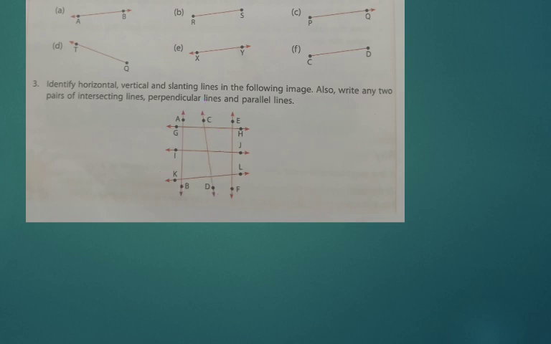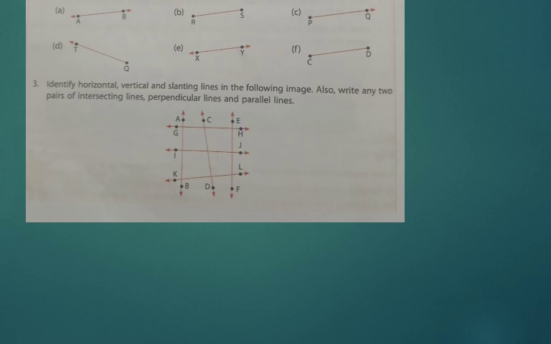Next, perpendicular lines. For perpendicular lines, there should be 90 degrees between them. So, AB and GH. See, GH. So, these two are perpendicular lines. Again, EF and IJ. So these two are perpendicular lines, right? Right.